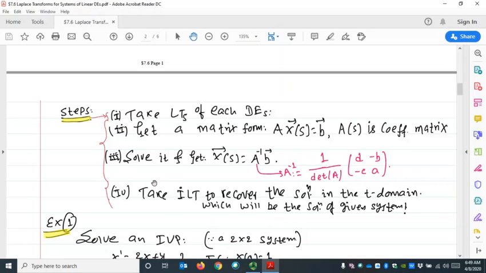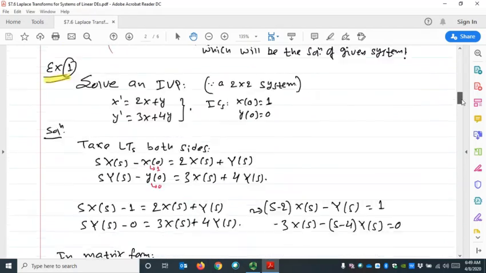Now let's implement those ideas to solve the following system. Let me scroll down. So example 1, solve a system of initial value problem. x prime equals 2x plus y, y prime equals 3x plus 4y. Initial conditions are x(0) equals 1, y(0) equals 0. So the first step, let's begin. Take Laplace transform of each differential equation.